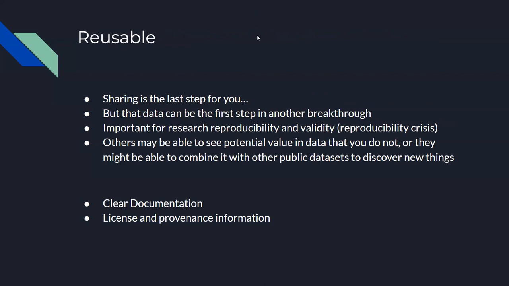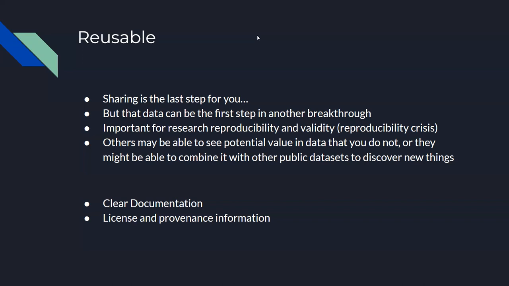And lastly, the last principle is reusable. What this comes down to is, while data sharing is the last step in the research process for you, it can often be the first step in someone else's process, right? Someone else may see value in the data that you didn't see. They may be able to combine it with other public data sets to make new discoveries. This is what the FAIR principles are all about at the end of the day: making the data usable by other people. And of course, that reusability, like I said at the beginning, is really important for research reproducibility and validity, and for increasing the rigor and trust in research.